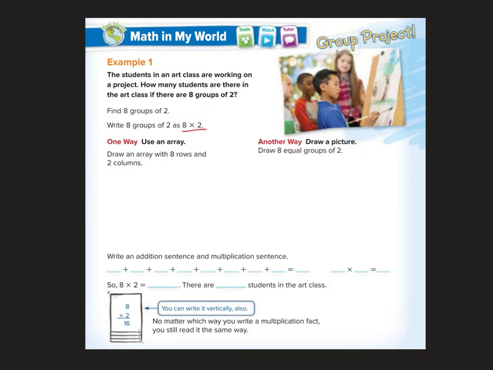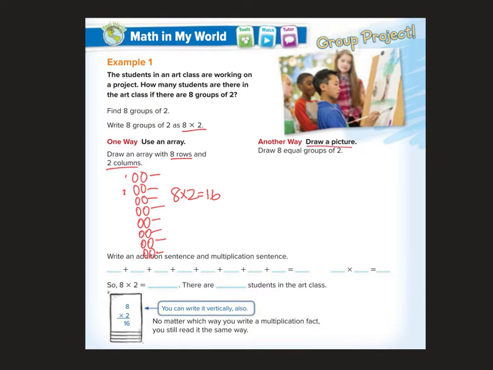One way is to use an array. So I can draw 8 rows and 2 columns. That's 2 circles in each row. So I'm going to have to draw it kind of small here. I should be counting this as 1 row, 2 rows, 3 rows, 4 rows, 5 rows, 6, 7, 8. And then when I'm counting to see how many circles I made in my array, I'd count by 2s. 2, 4, 6, 8, 10, 12, 14, 16. So that tells me that 8 times 2 is 16.